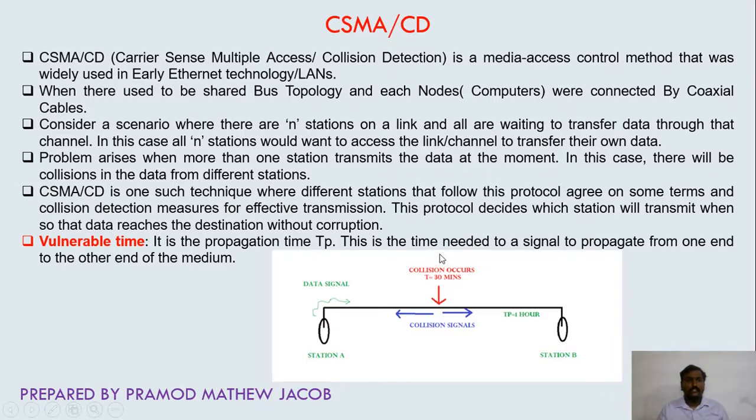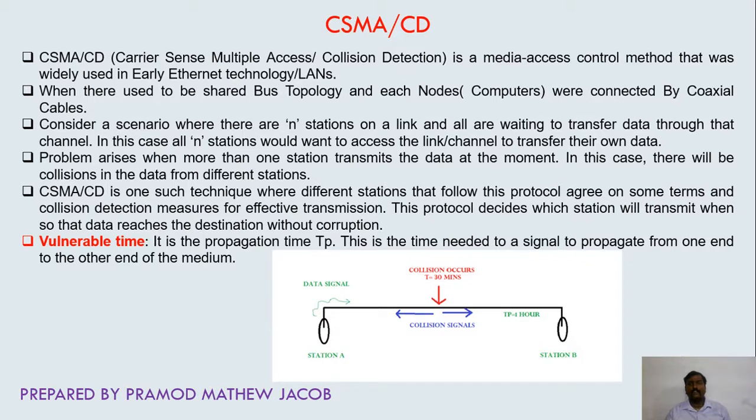Consider the situation where station A wants to send data to station B. Station A will check the line, and if the communication line is idle, then it will transmit the message. Otherwise, it will not transmit. There is a concept called vulnerable time. It is the propagation time TP, that is the time needed for a signal to propagate from the sender to the receiver, or from one end of the medium to the other end of the medium.